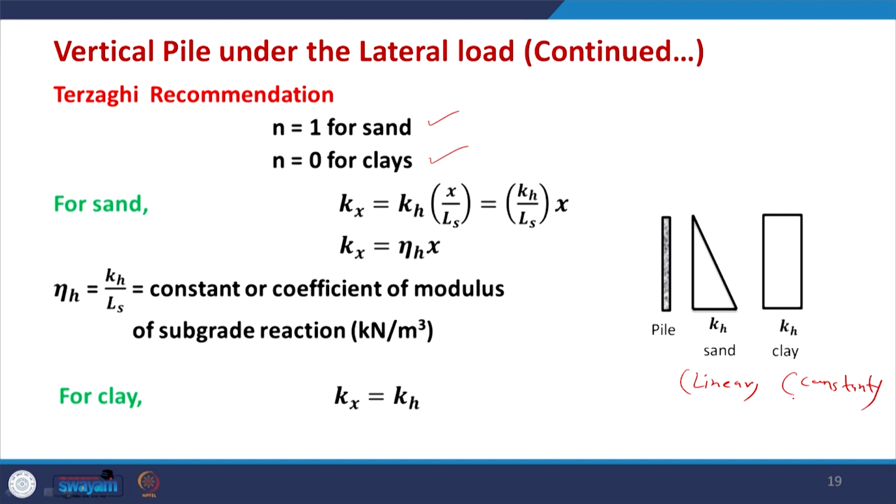For sand, if I assume n equal to 1, then I end up with this equation, Kh into x by Ls. If I divide Kh by Ls, then I get another coefficient, called the coefficient of modulus of subgrade reaction, and its unit is kilonewton per meter cube. This is nh, and it is mostly applicable for sand. For clay, n may be 0, and once you assume n equal to 0, then Kx is equal to Kh. That means the value of Kx is the same from top to bottom. So, this is the case here, and these three figures show the variation for this value of K.